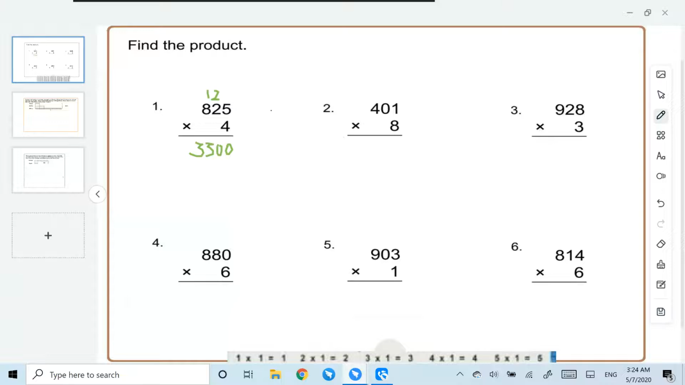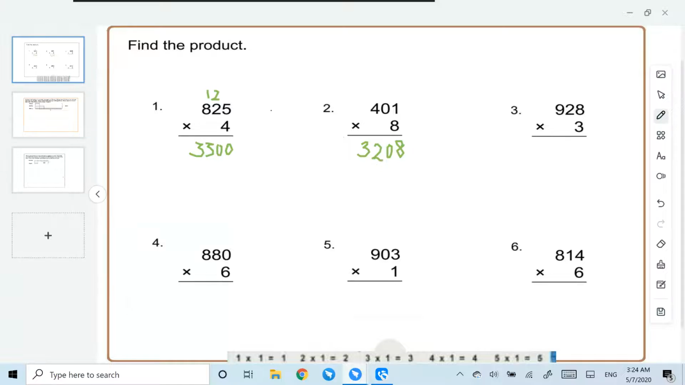Number 2, 8 times 401. 8 times 1 equals 8. 8 times 0 equals 0. 8 times 4 equals 32. The answer is 3,208.